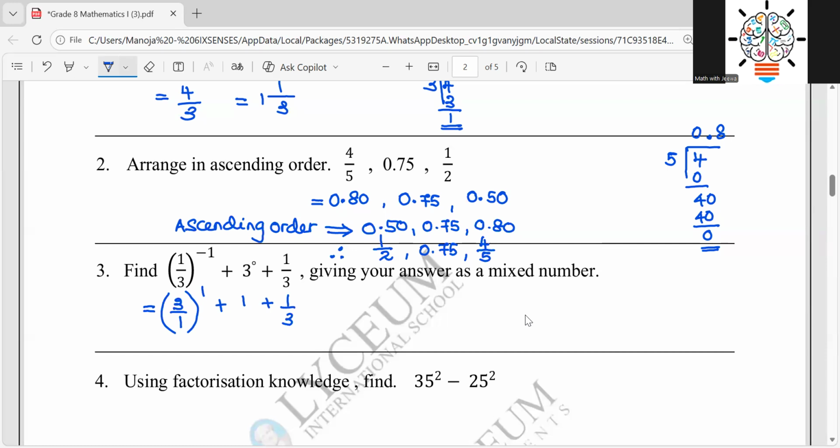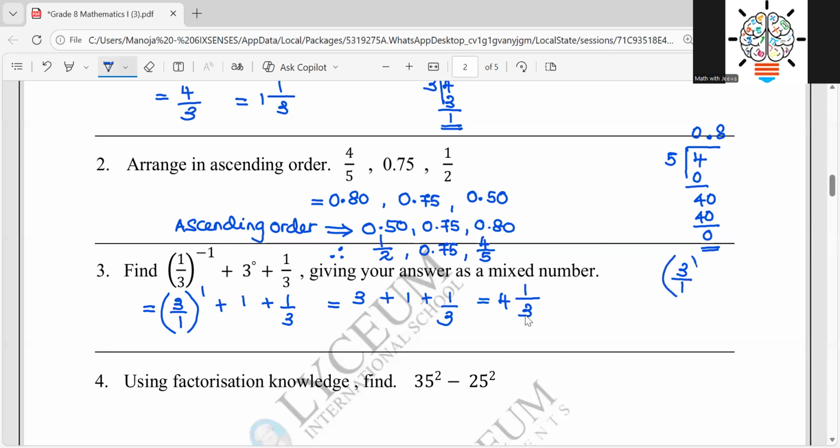3/1 to the power 1 means, children, it is 3/1. 3/1 means it is 3. And 3 plus 1 plus 1/3, 3 plus 1, 4. 4 and 1/3 you can write as a mixed number like this. So you want to keep that in your mind.